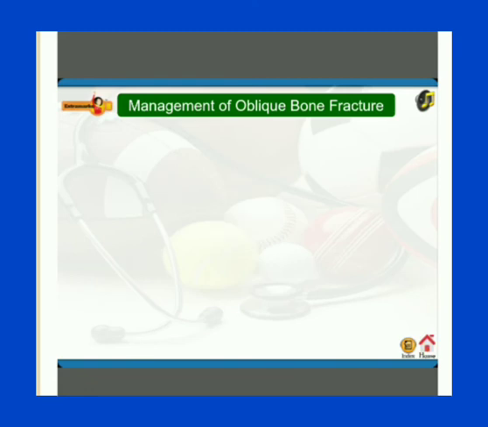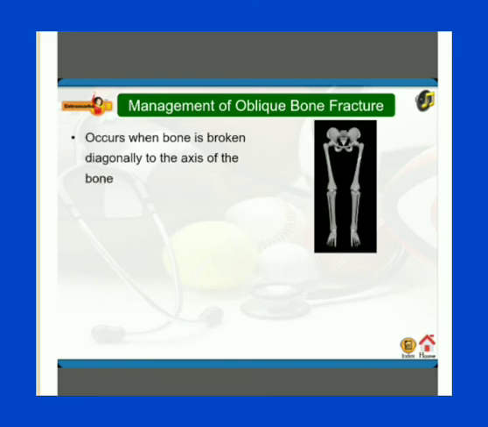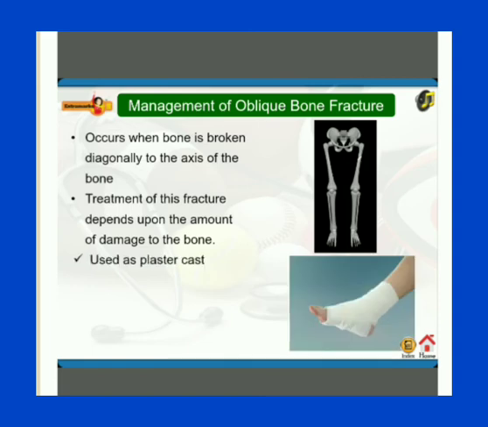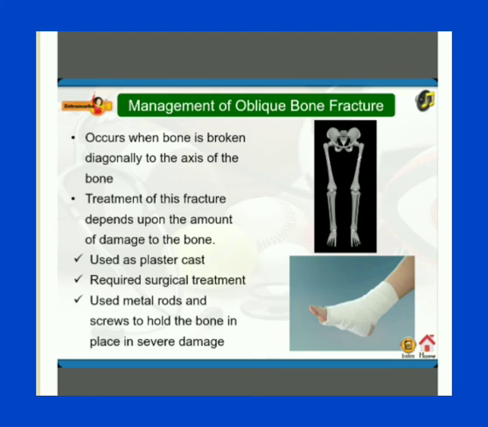Oblique fracture occurs when bone is broken diagonally to the axis of the bone. Treatment of this fracture depends upon the amount of damage to the bone. Use a plaster cast. Surgical treatment is required. Use metal rods and screws to hold the bone in place in severe damage.